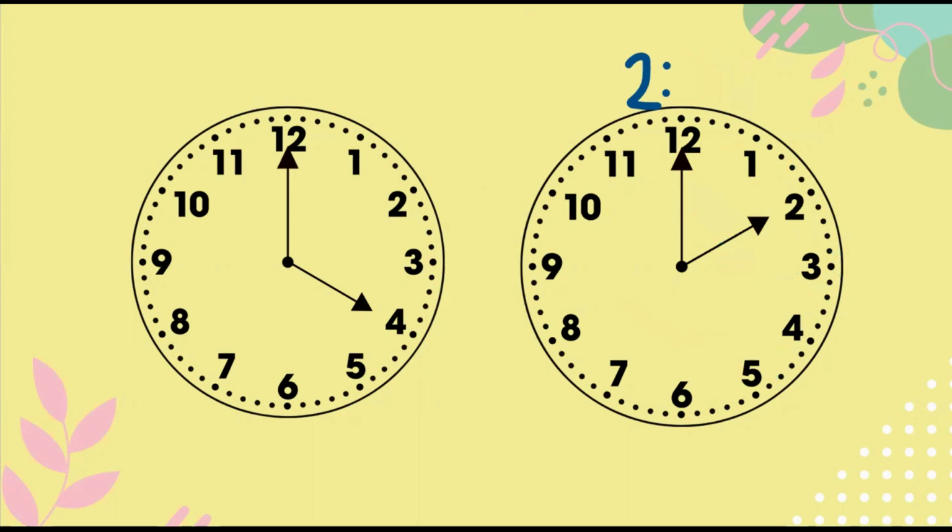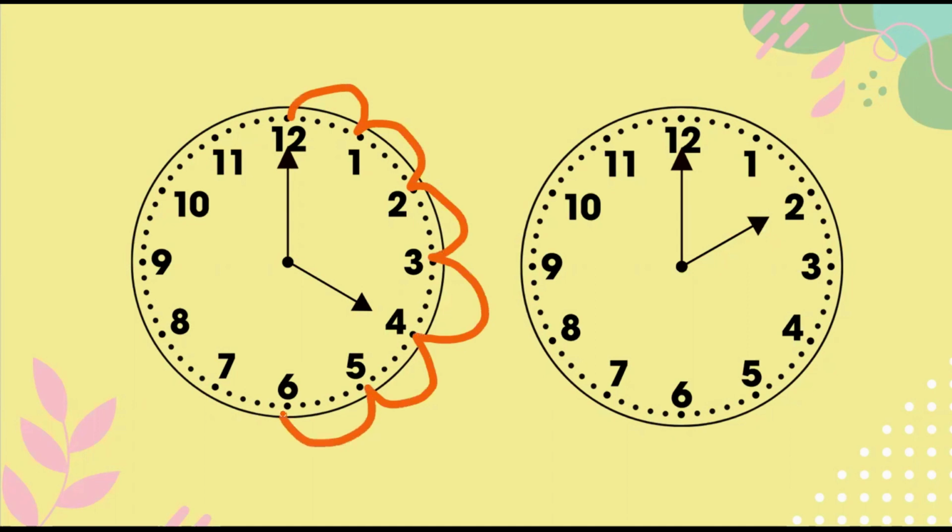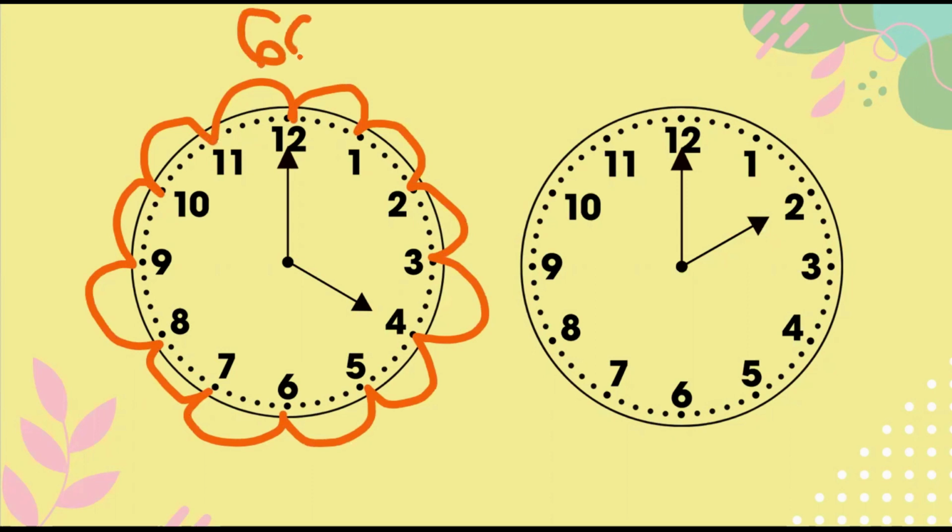Okay, let's go ahead and count again by 5s on each of these clocks and make our beautiful little clock flowers again. Are you ready to count with me? Here we go. 5, 10, 15, 20, 25, 30, 35, 40, 45, 50, 55, 60. Good job. There are 60 minutes in 1 hour.